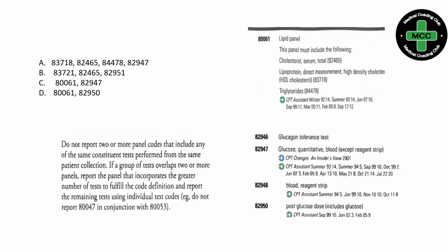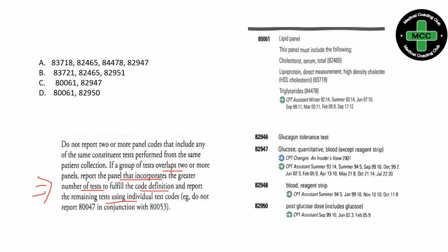So here I have added the guideline also. For panel coding, the guideline is important. You can read this: if a group of tests overlaps two or more panels, report the panel that incorporates the greater number of tests to fulfill the code definition, and report the remaining tests using individual test codes. So if they are giving two panels, the first thing you have to check is whether any same tests are repeated in the panels. Compare between the two panels and check whether any tests are being repeated.